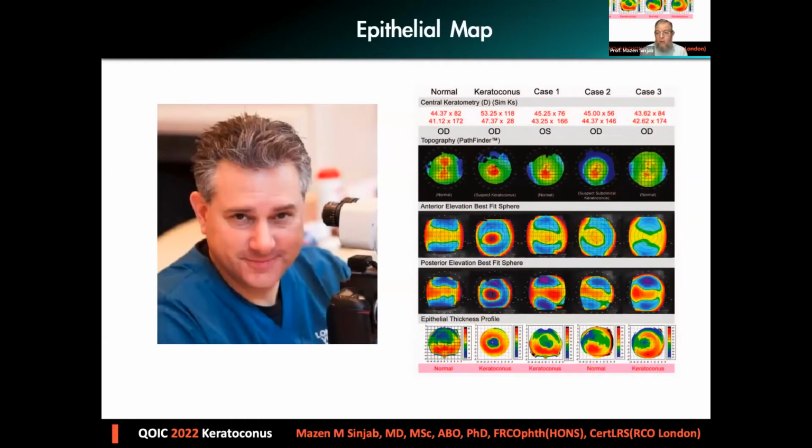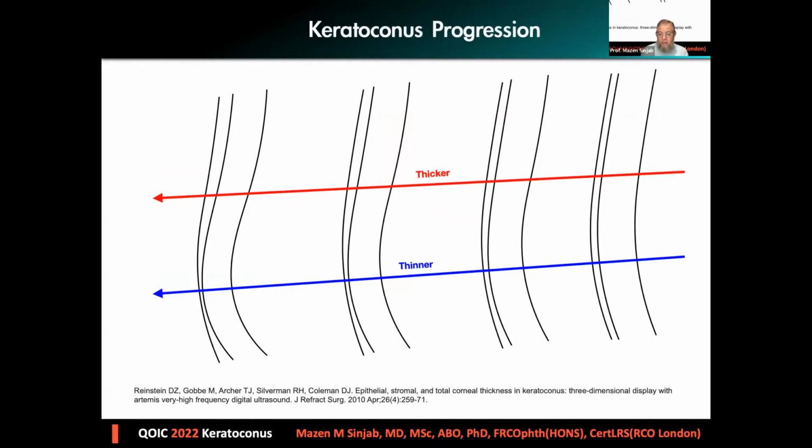Dan Reinstein was the first to describe the epithelial mapping, and he classified the stages according to the epithelial mapping. He has his own machine, high-speed ultrasound, and his own classification of the epithelial mapping. According to Dan Reinstein, progression of keratoconus and ectatic disease is associated with thinning of the epithelium over the cone and thickening in the area just above the cone.